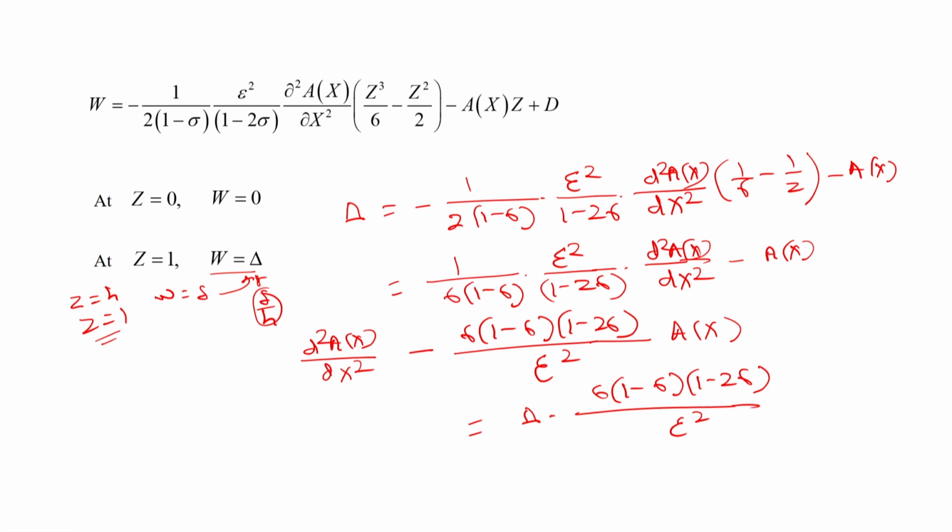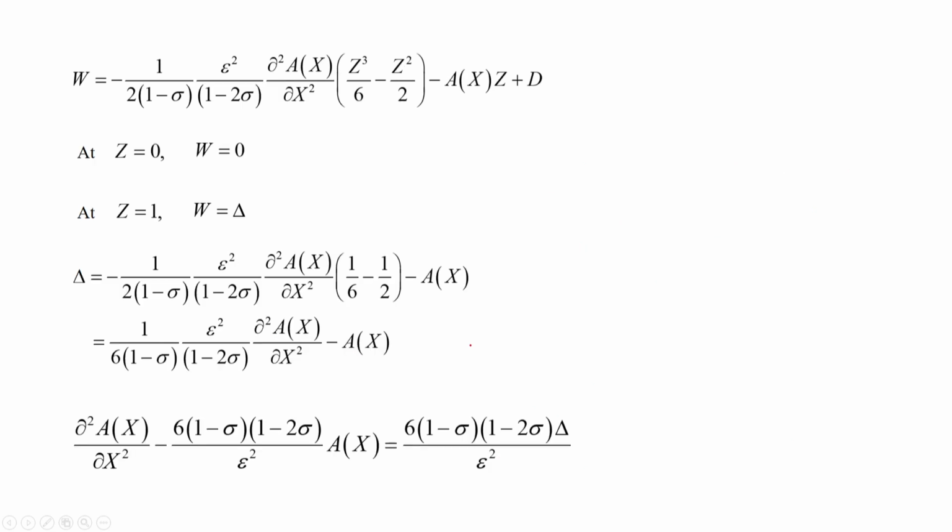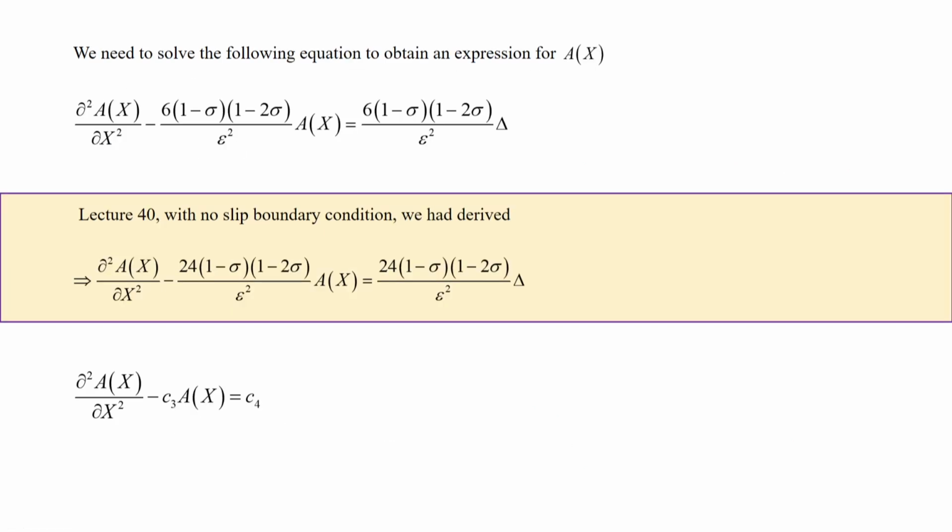Now, if you remember, we had gotten exactly the same kind of equation in the earlier case also, except that instead of 6 we had 24 there. And then we had solved this problem. So, we had considered this part as equal to C3 and this whole thing as C4. So, C4 divided by C3 is equal to delta here, remember that. So, we had solved this problem.